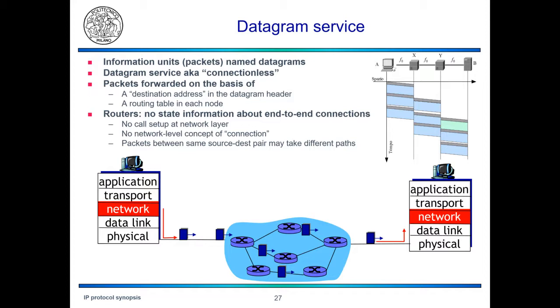For example, if a node receives two packets from two different input interfaces, but both with the same destination address, they will be forwarded to the same output interface. So there is no distinction based on the input interface. And in terms of service primitives, so the commands that are exchanged between the network layer and the upper layer, we have a very large simplification compared to the previous case, because here we have only the instruction of sending a packet and receiving a packet.